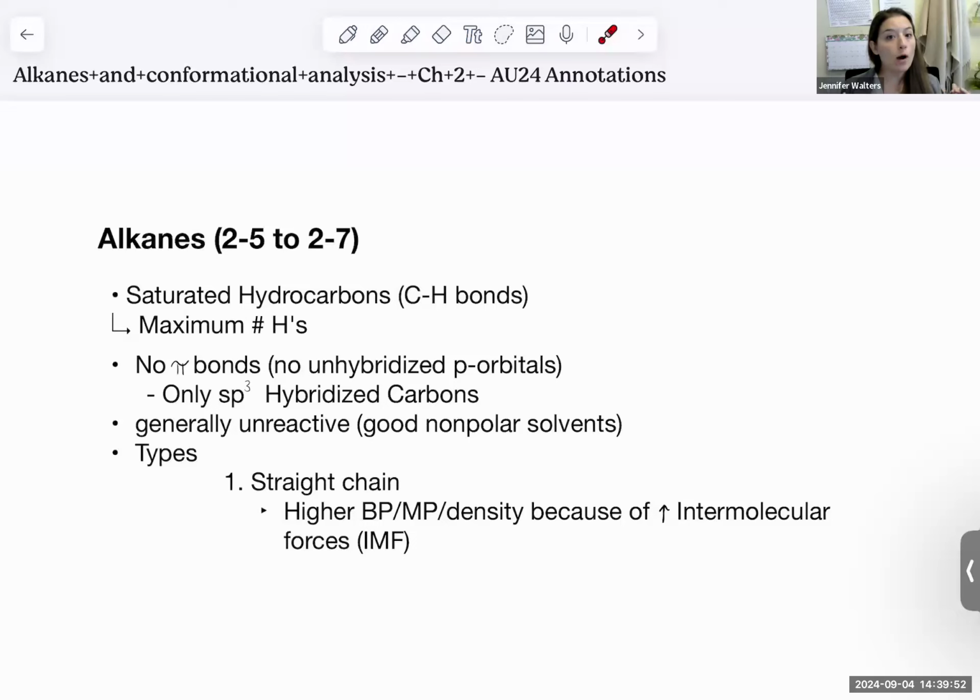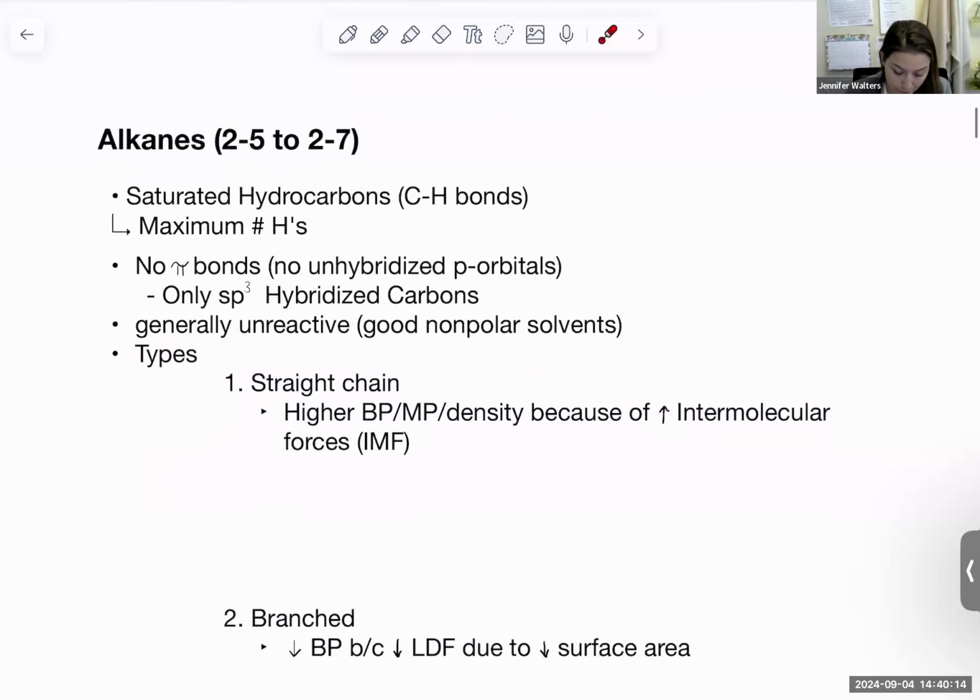There are no pi bonds. There are no unhybridized p orbitals. There are only sp3 hybridized carbons. They are generally considered unreactive because there are no functional groups and no pi bonds, but they are going to be good nonpolar solvents because they're generally unreactive.